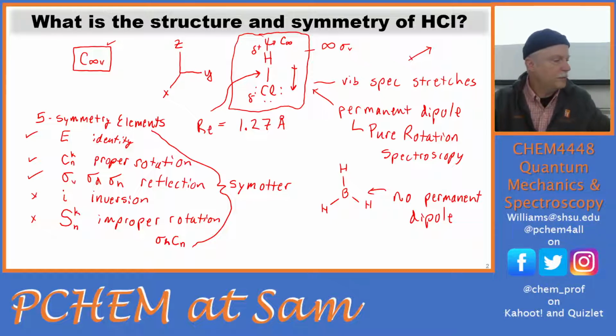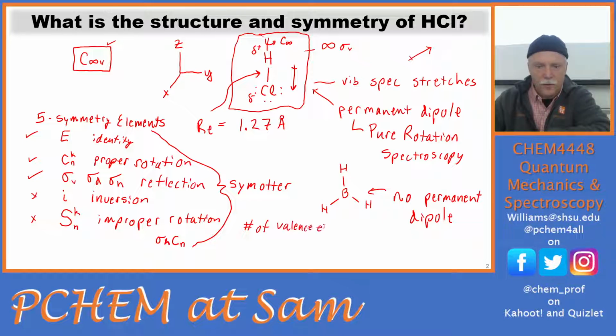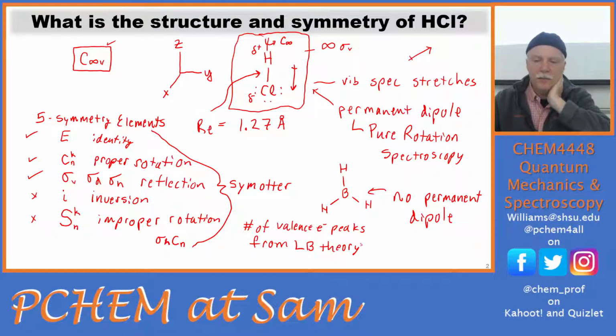Okay, so we know a ton about HCl and its structure. Okay, since we've got the Lewis dot structure, how many peaks would we expect? This is jumping way to the end of the course. If local bond theory were accurate. So I'm just writing down here, number of valence electron peaks from LB theory. LB standing for local bond theory.